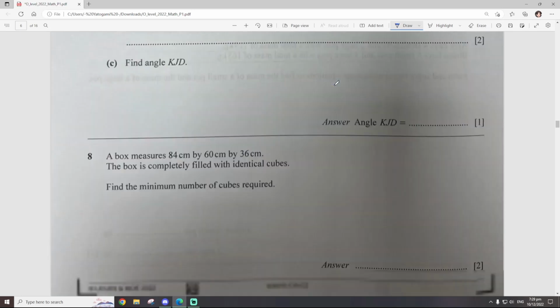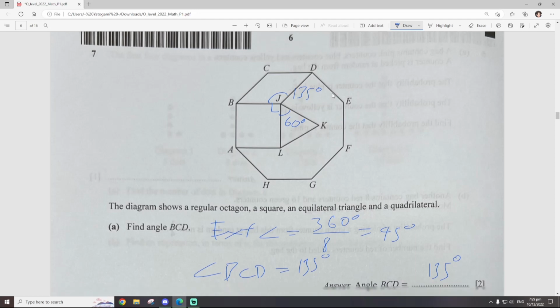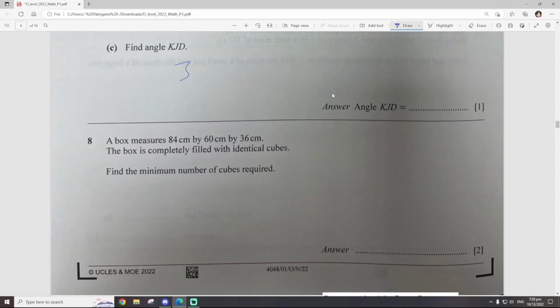Okay, find angle KJD. Okay, so this is just one mark, so however you can obtain it. This is a right angle, this is 60 degrees, and we have found earlier that because it's a rhombus, the opposite angles will be equal, so this is 135 degrees. Okay, so it's just 360 degrees minus the 3 angles. So 90 degrees minus 60 degrees minus 135 degrees, okay, which is 150, so 210, 135, okay, so 75 degrees.